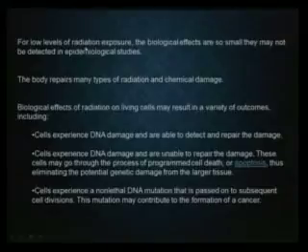For low levels of radiation exposure, the biological effects are so small they may not even be detected. The body repairs many types of radiation and chemical damage. The biological effects from radiation are of 3 types. Cells experience DNA damage and are able to detect and repair the damage. They can experience DNA damage and be unable to repair the damage; these go through programmed cell death, or apoptosis. Or the cells experience non-lethal DNA mutations and then become other cells.